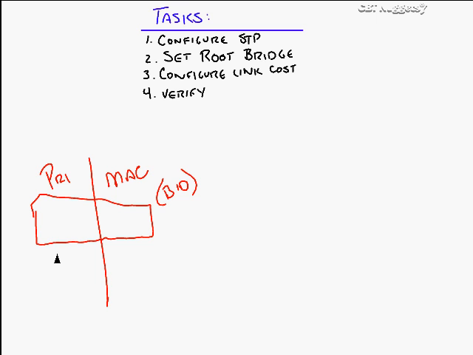Now, the priority is any number from 0 to 65,535, which when you look at it, you're thinking, wow, that's a big range. And it takes a full 16 bits to represent those numbers. So a priority is 16 bits. Now a MAC address we know is 48 bits in length. So by combining these 2 together, we can figure out who would be the root bridge. But here's the question. Why on earth do we need that kind of flexibility?